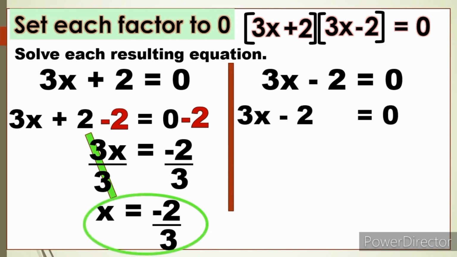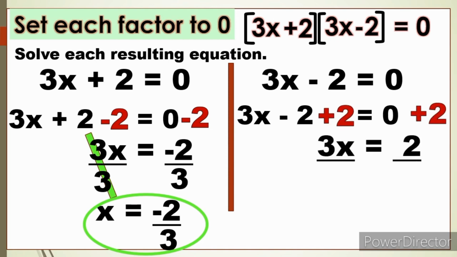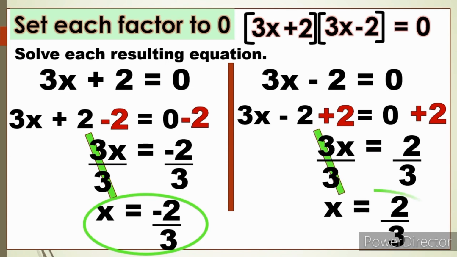For 3x minus 2 equal to 0, we add positive 2 to both sides to eliminate negative 2. So negative 2 plus 2 is 0, and we have 3x equals 2. Then to eliminate 3, we divide both sides by 3. We can cancel 3; 3x divided by 3 is x. Then we have x equals 2 over 3. And that is the second value of x.